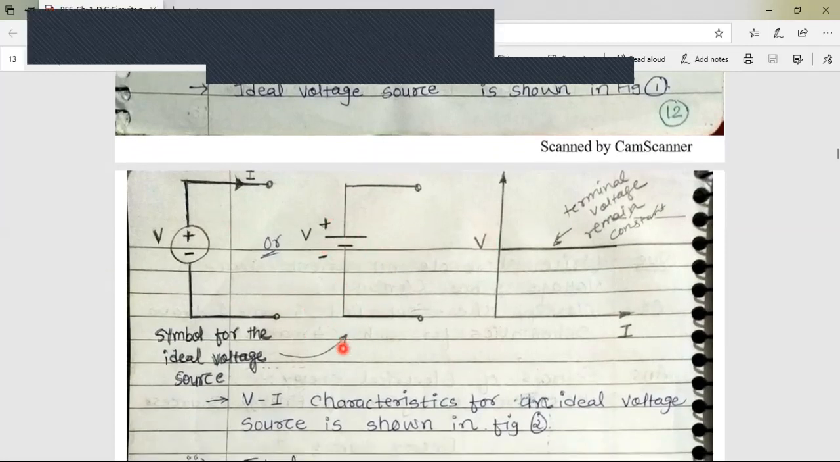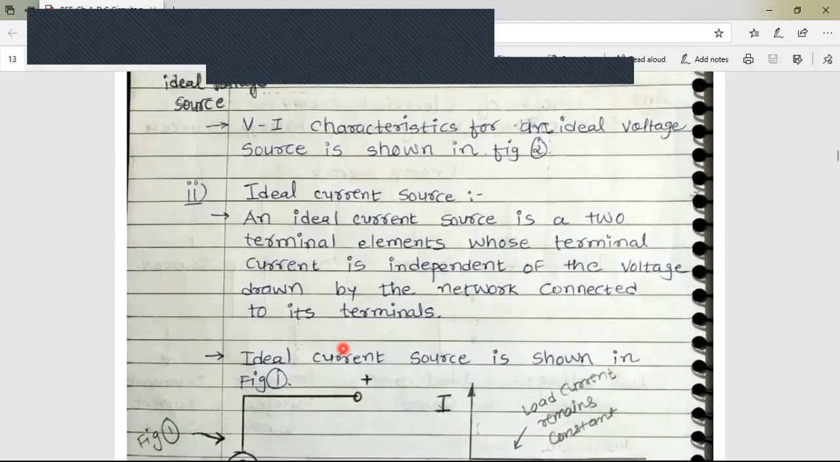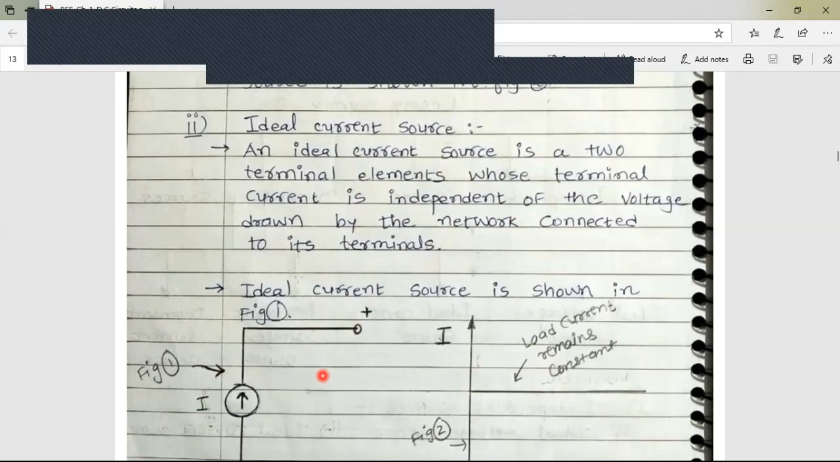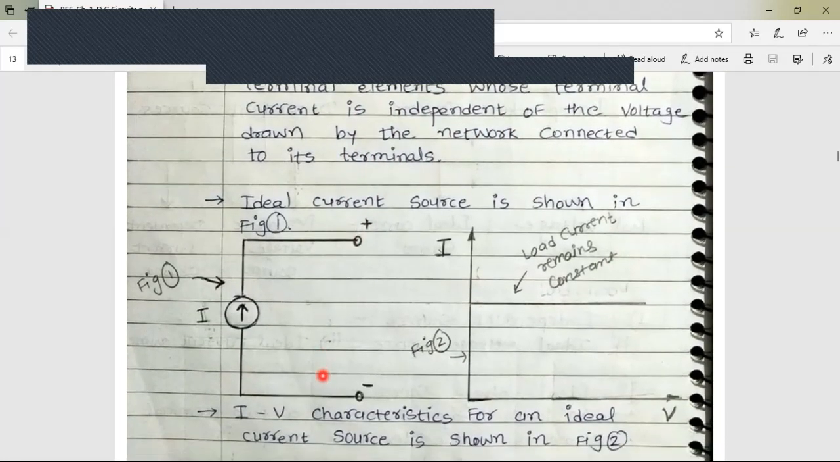Okay, now in the same way, the ideal current source. An ideal current source is a two terminal element whose current is independent of the voltage drawn by the network connected to its terminals. So these are the symbols of current source. This is the ideal current source, a DC current source. In the same way here, current remains constant with respect to the voltage across its terminals.